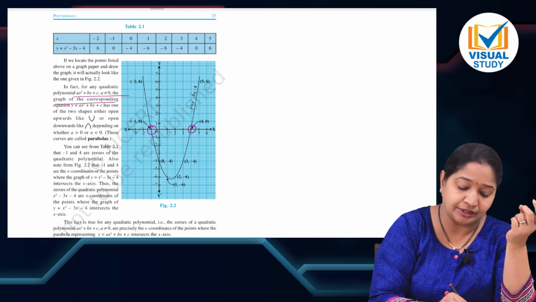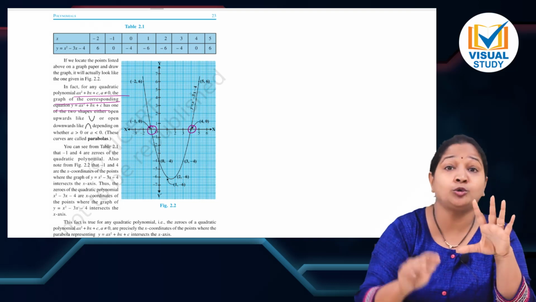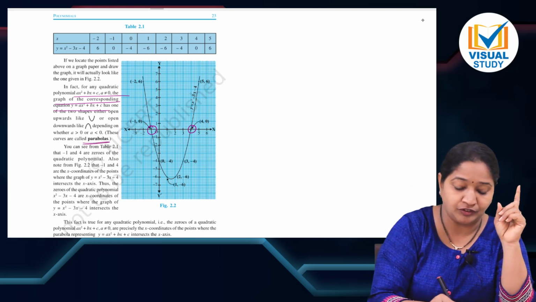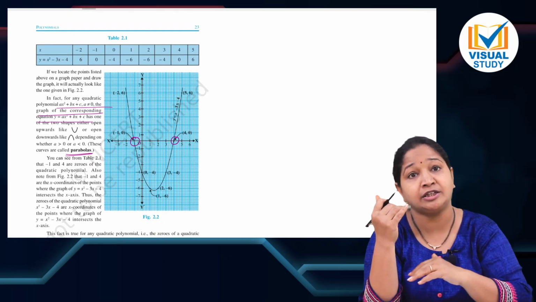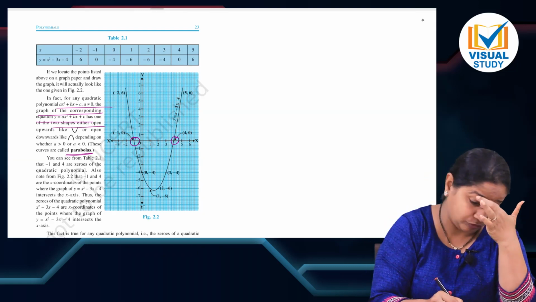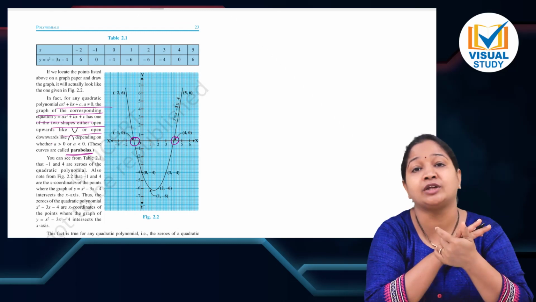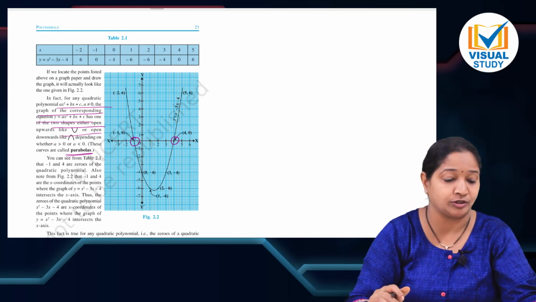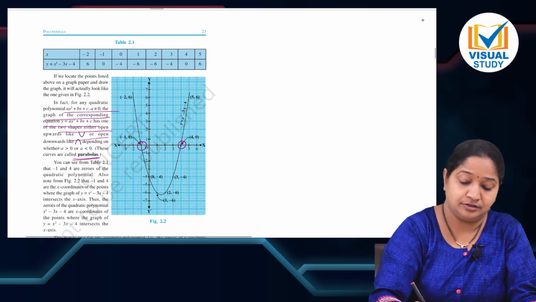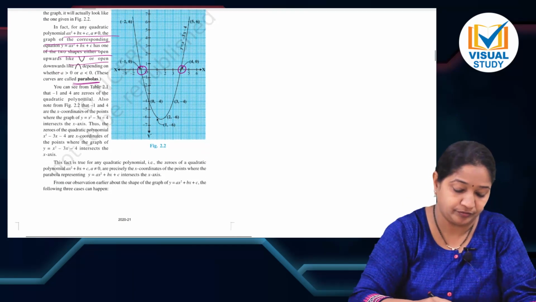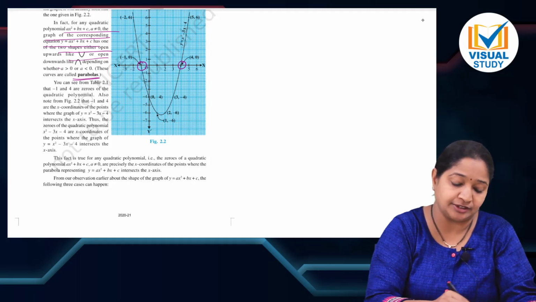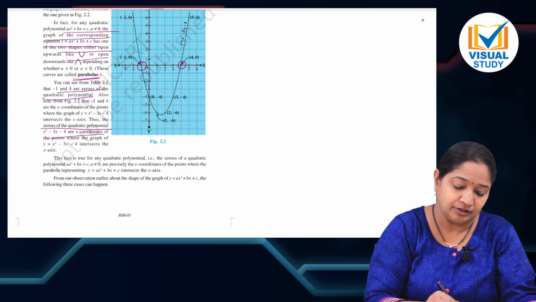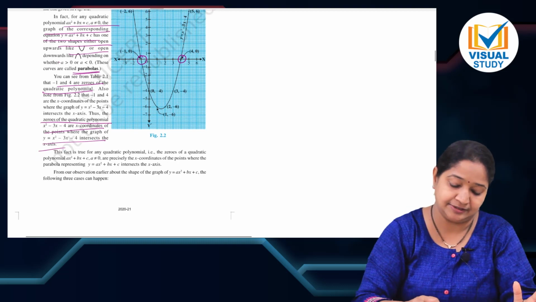For any quadratic polynomial, the graph of the corresponding equation has two shapes. It either opens upward or opens downward. That is known as a parabola. Now you can see from the table that minus 1 and 4 are the zeros of the quadratic polynomial. So the zeros of the quadratic polynomial are where it intersects the x-axis.